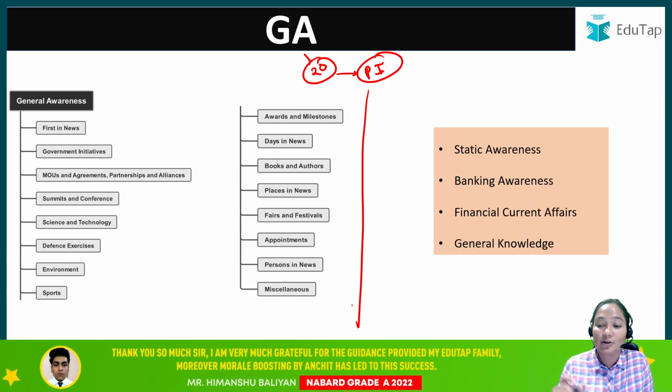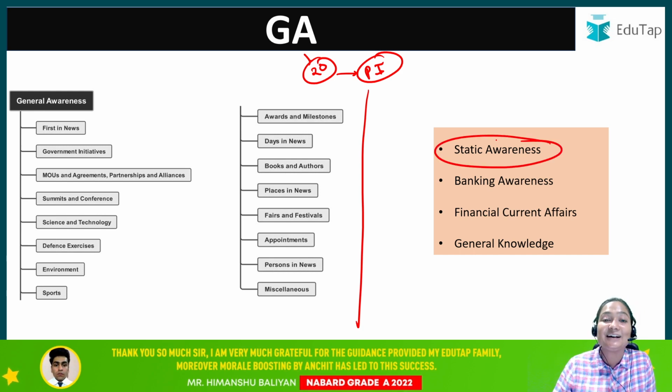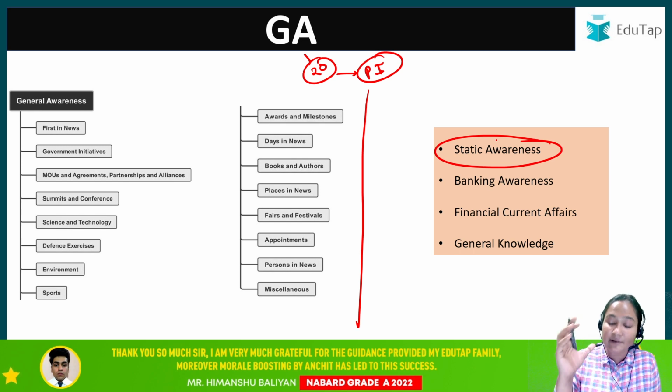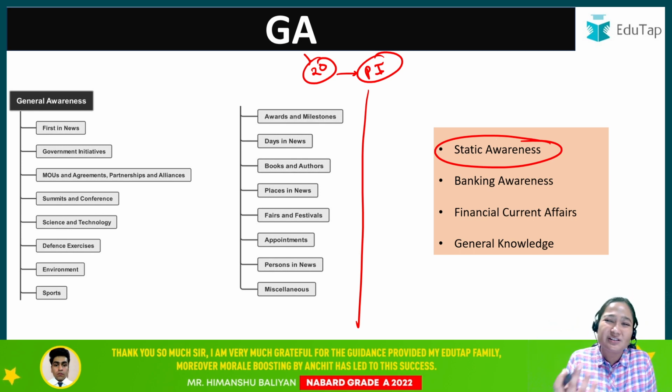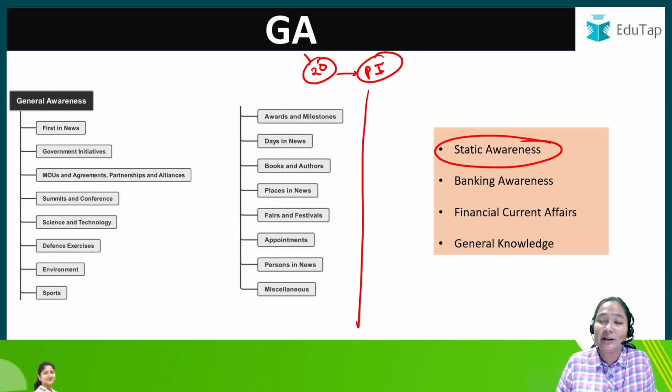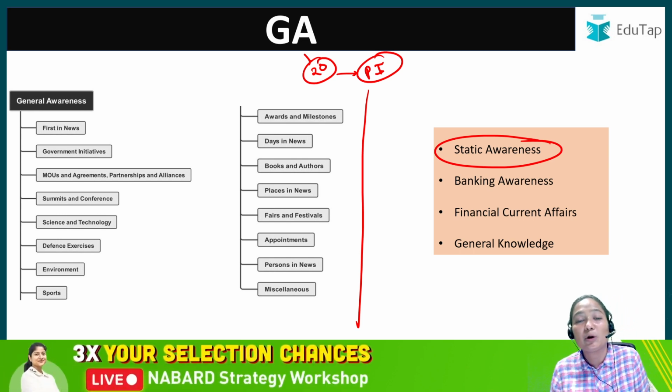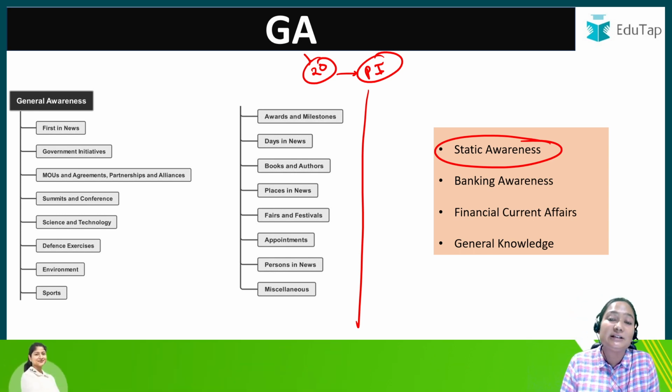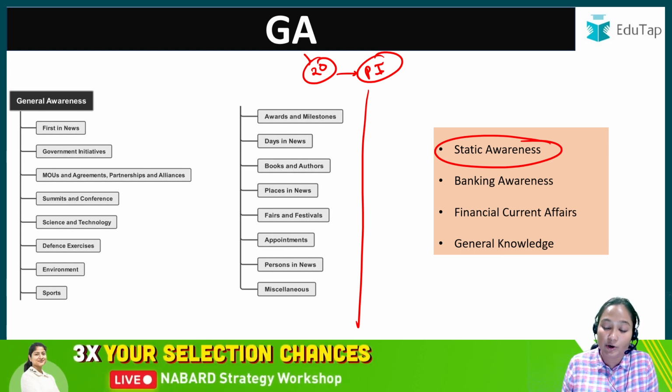What topics should you avoid? You should avoid doing static awareness. That means if some topic is in the news, you shouldn't dig out the history. Some points related to that you do, well and good, but you shouldn't go into when it was created, what is the usefulness, when will the changes happen, how, what was the impact on the Indian economy. These things you should try to avoid.